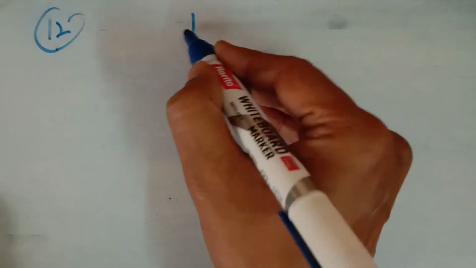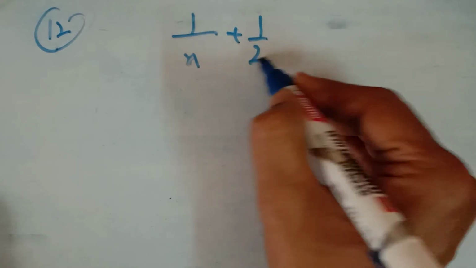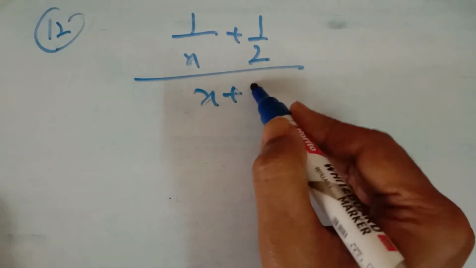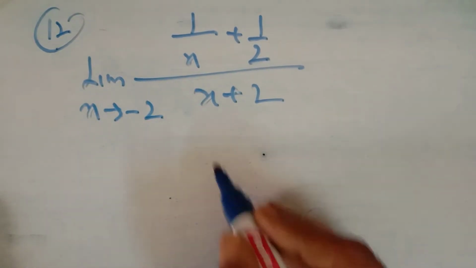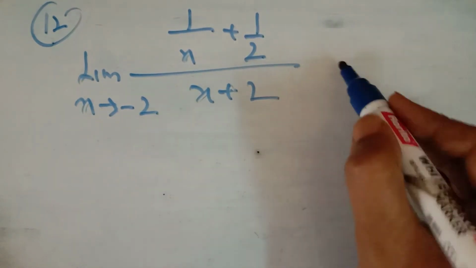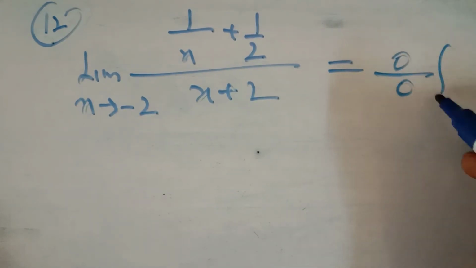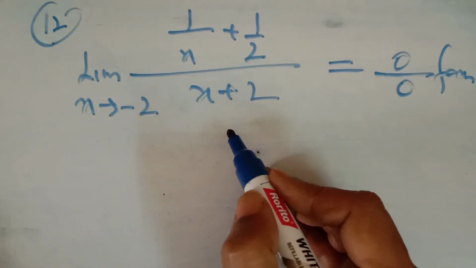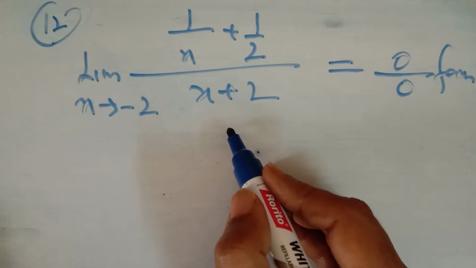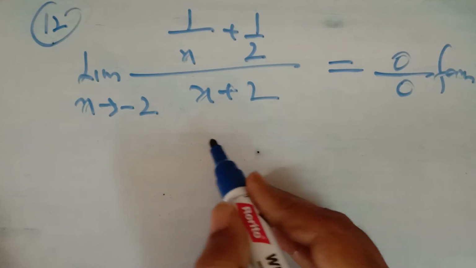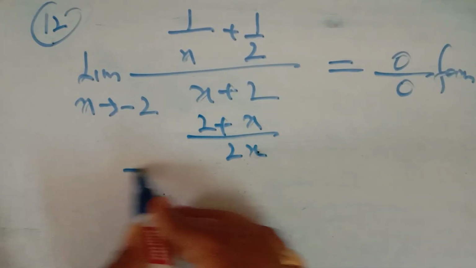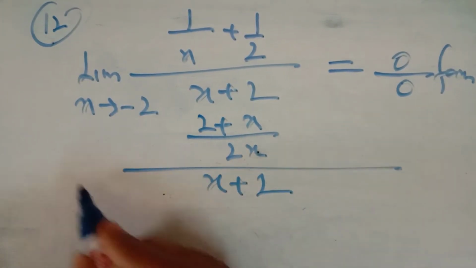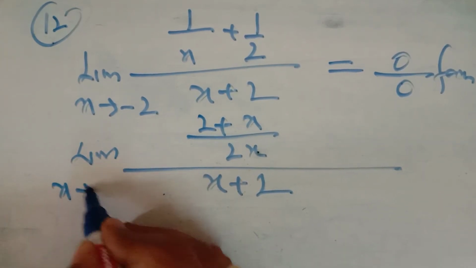Now, if you see question number 12 again, it is 1 upon x plus 1 upon 2, upon x plus 2, limit x tends to minus 2. And when you are putting this x equal to minus 2, you are getting 0 upon 0 form. हमारे पास 0 upon 0 form आ रही है, so it means you have to simplify it and convert into not 0 upon 0 form. So I am adding in the numerator, so it is 2 plus x upon 2x. In the denominator we have x plus 2 and we have the limit x goes to minus 2.